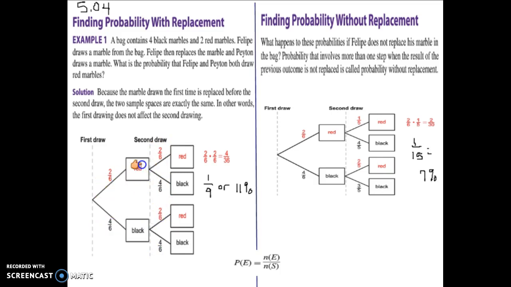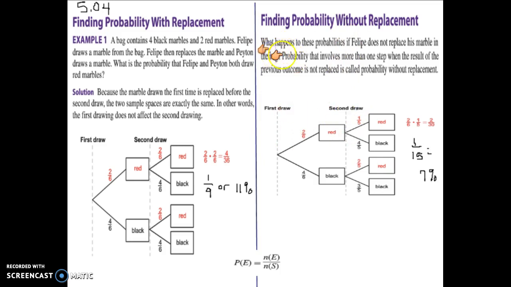If he draws a red the first time and draws another red, we look at those percentages. So 2/6 times 2/6 is 4 over 36. That fraction can be reduced to 1/9, or if you take 1 divided by 9 times 100, you get 11%. Now the difference here, notice, is with and without replacement. So our second draw is affected by what happened in the first draw.